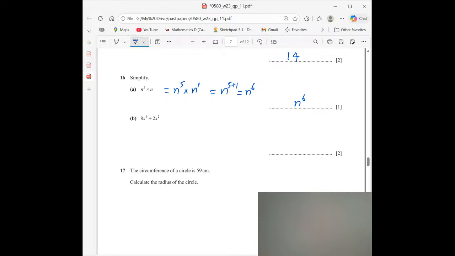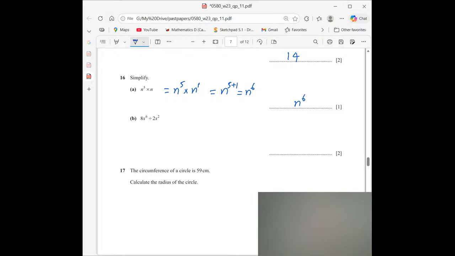Next, see how we solved it. n power 5 multiplied by n. How did we solve? n power 5, and the other n is also getting multiplied. So that n has power 1. When there is no power, it means power 1. When the bases multiply, same bases, the powers get added. Both are the same base, and it gets multiplied.